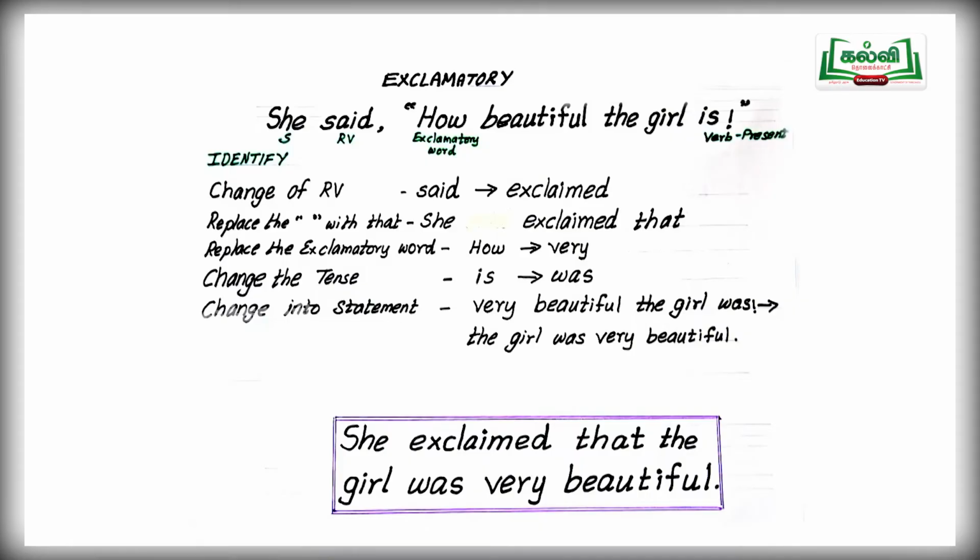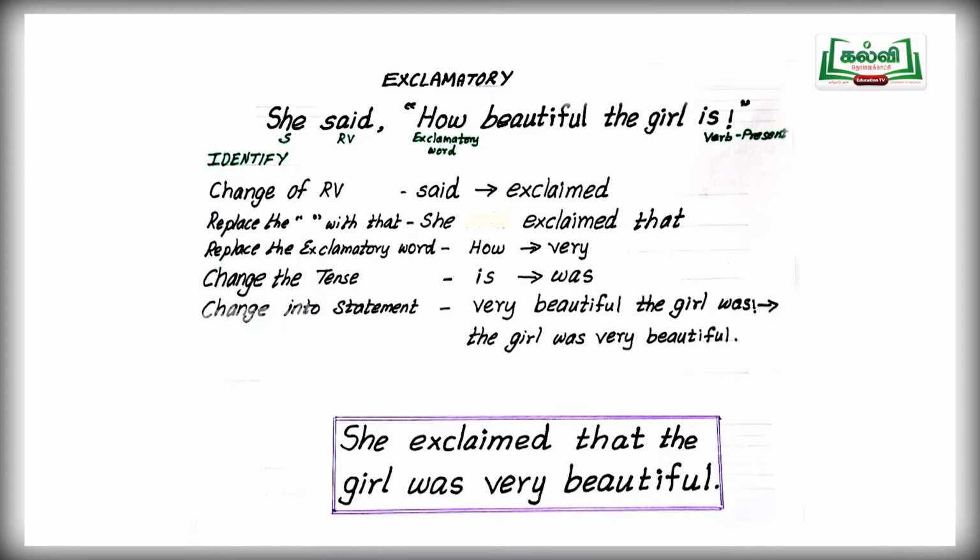She said, "How beautiful the girl is!" First step, identify: speaker, reporting verb, and then the exclamatory word "how", verb "is" in present tense. Change of reporting verb: "said" becomes "exclaimed". Replace the inverted comma with "that". Then the sentence becomes: she exclaimed that.